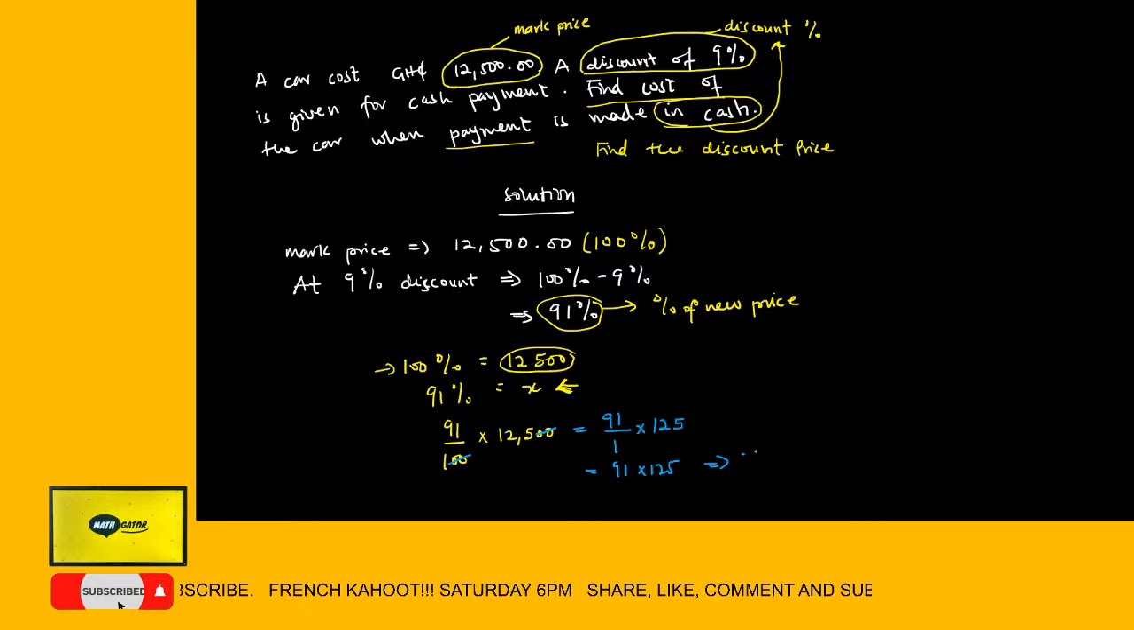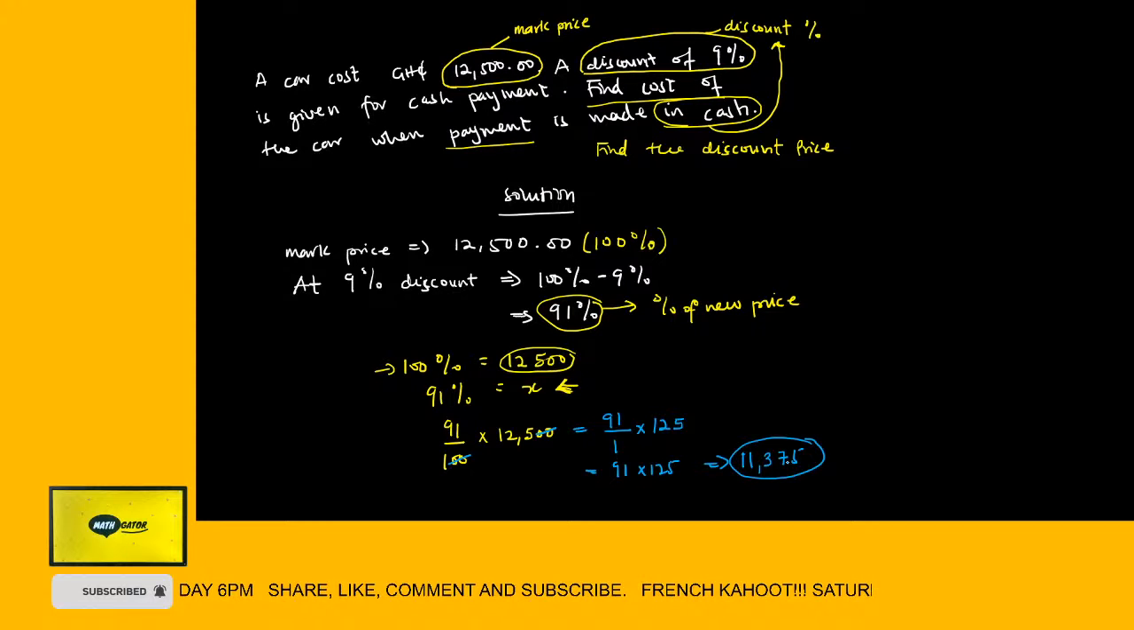Okay, so we should get 11375. Okay, we should get 11375. And then remember that this is the calculation, and then you do 11375. Don't leave it that way. You write a statement stating that the price of the car, or the car cost this when paid in cash, or 11,375 is the discount price of the car.